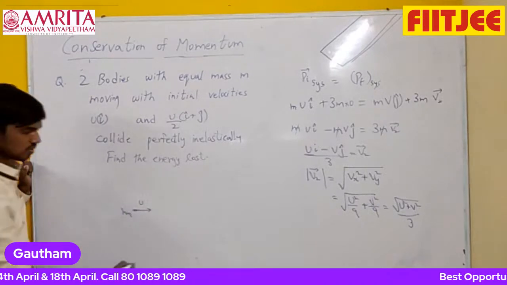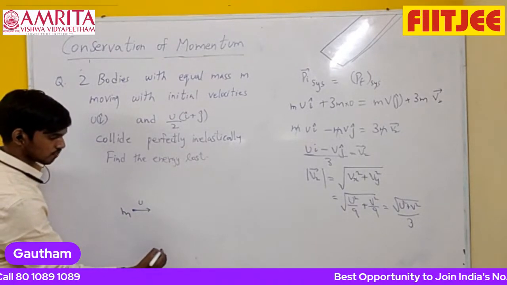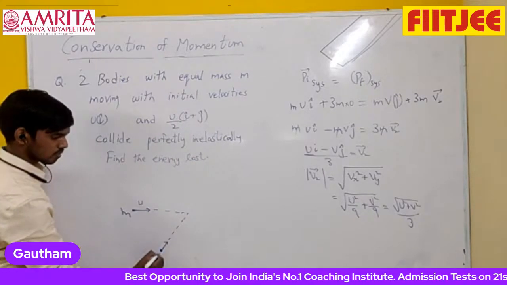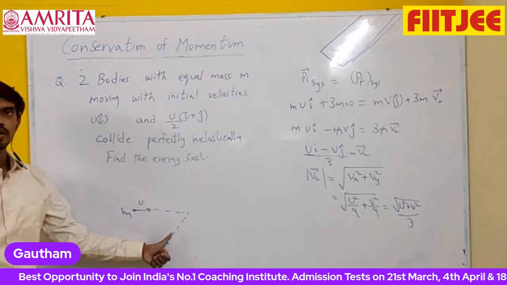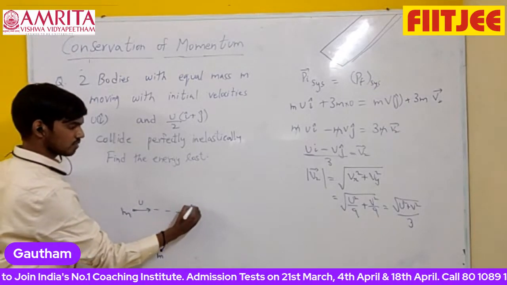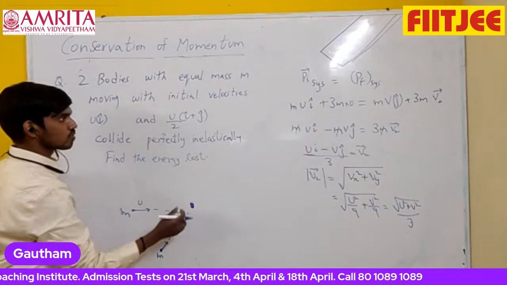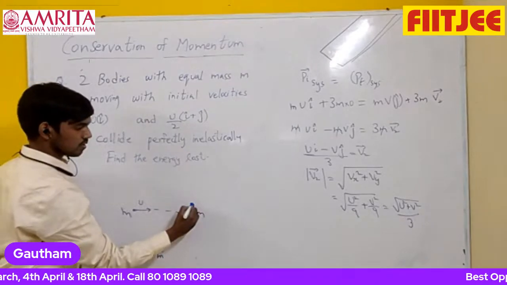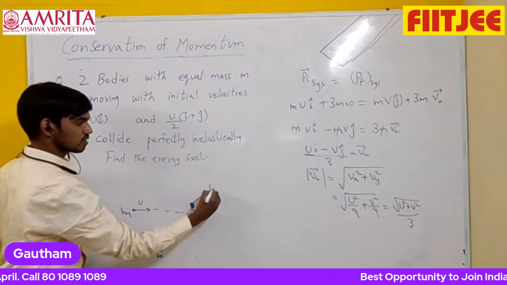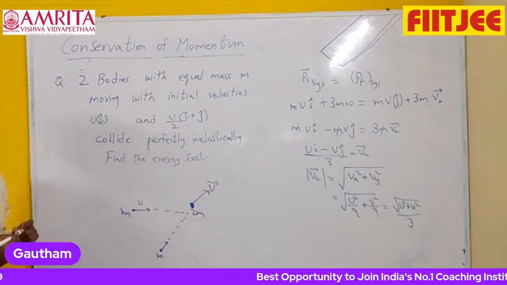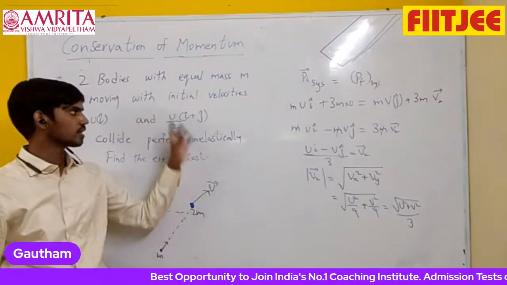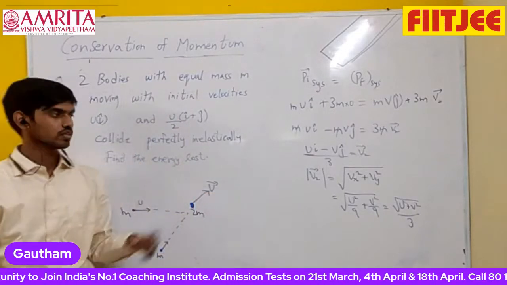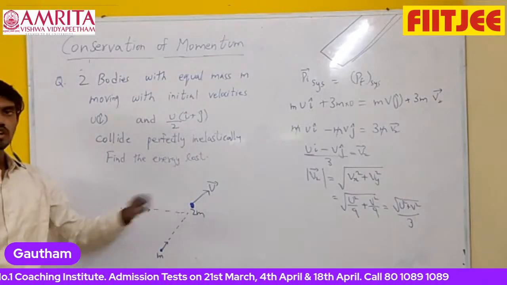this going like this, another body is same mass, u by 2 i cap plus j cap, and finally they combine as one single mass 2m, and they are going in some other direction, say v vector. So I have taken only one variable, no separate x and y, just one velocity vector. So finally the combined mass is going with some velocity, sticking together and moving with common velocity v.